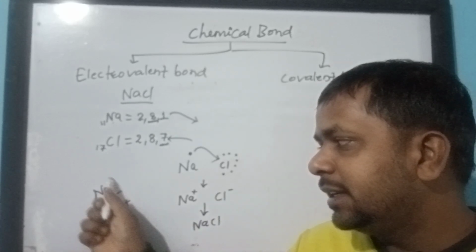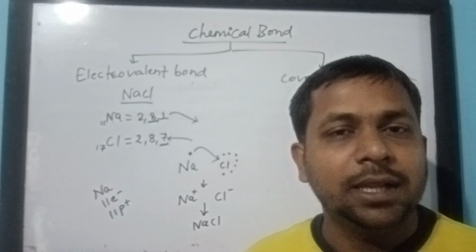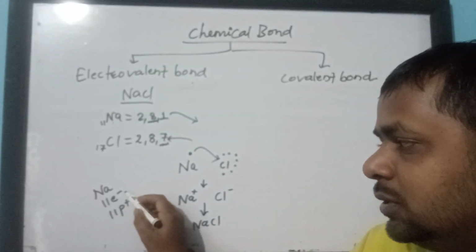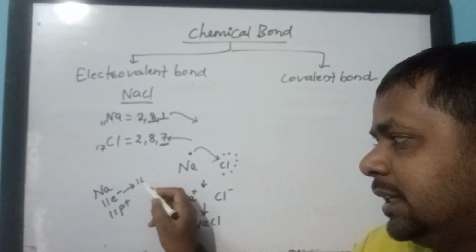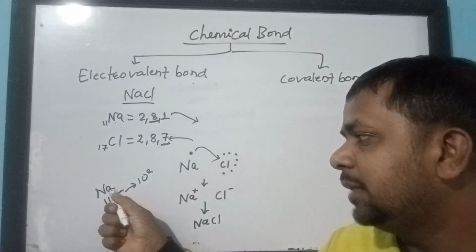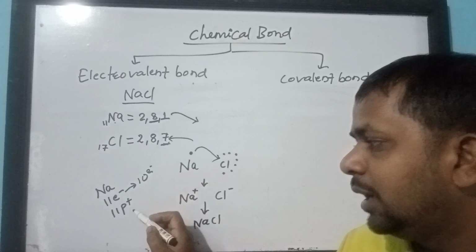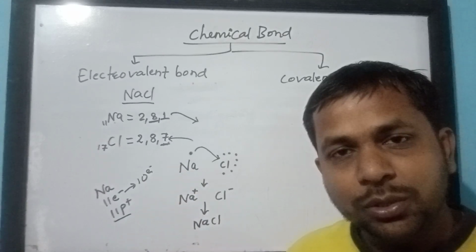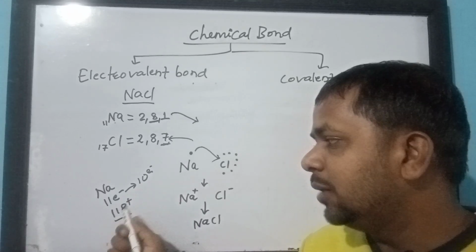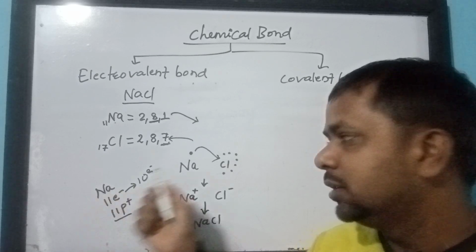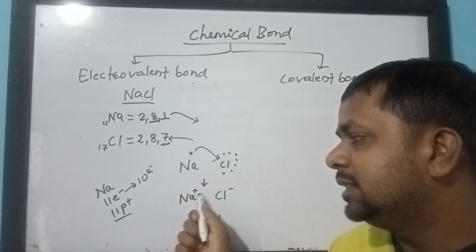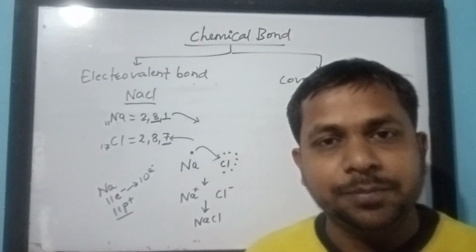So a normal atom is electrically neutral. There are no charges over that atom. But when it loses one electron, now it has only 10 electrons. After losing one electron, sodium has only 10 electrons, but it still has 11 protons. 10 negative charges will cancel 10 positive charges, and one positive charge will be more here. So when it loses one electron, one positive charge develops on the sodium atom.